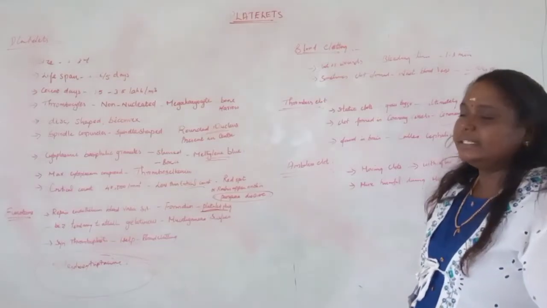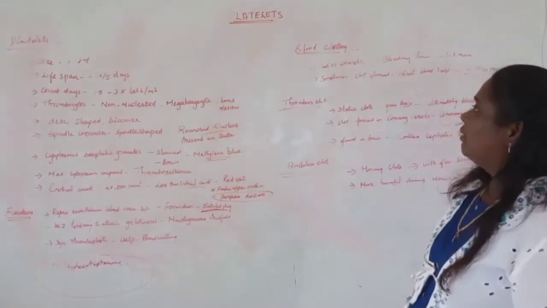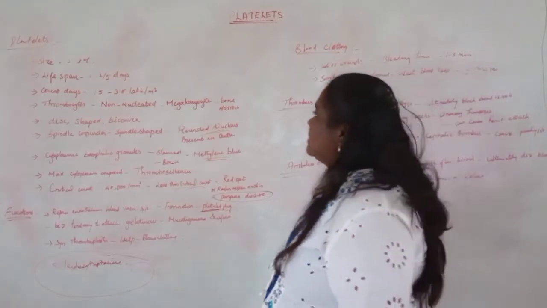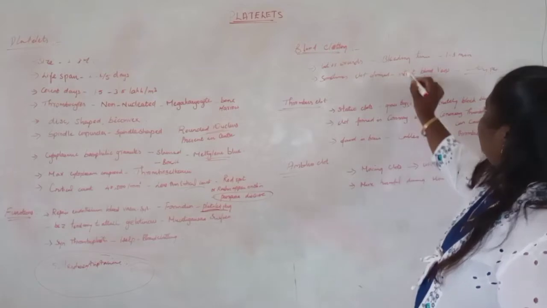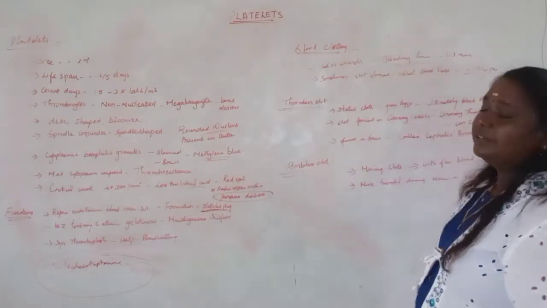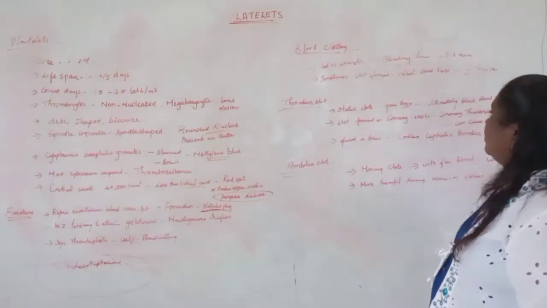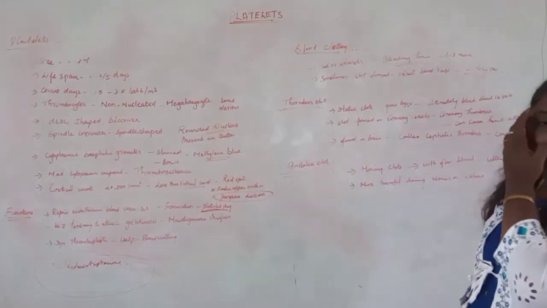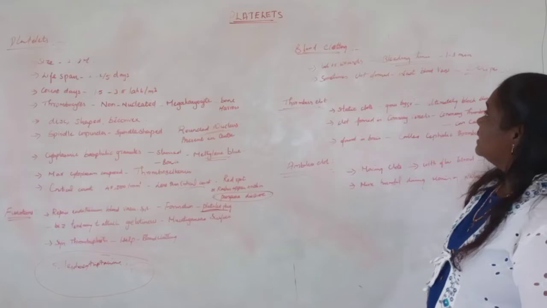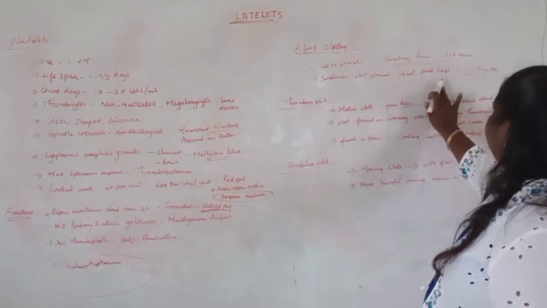It should not clot at any cost. It should be clotted by the cells, by the platelets or thrombocytes. It is considered to be blood clotting. The maximum bleeding time should be controlled within 1 to 3 minutes. If you are unable to control the clotting within 1 to 3 minutes, it may cause severe damage to the human being.